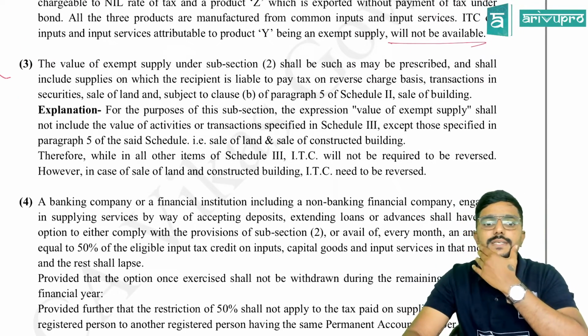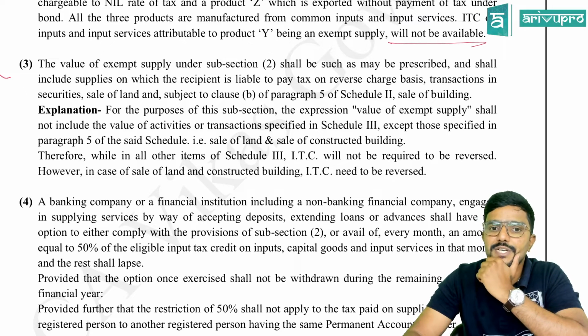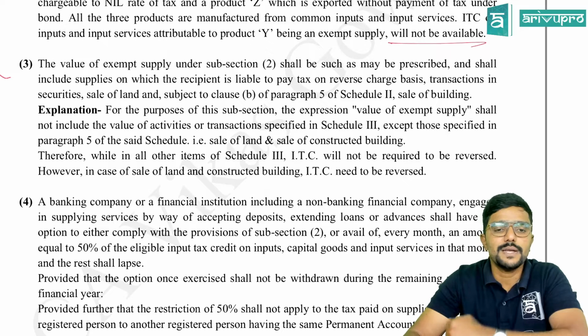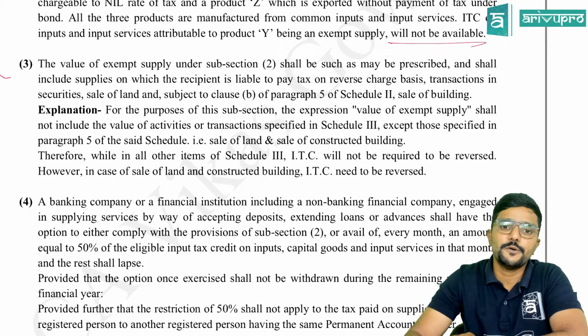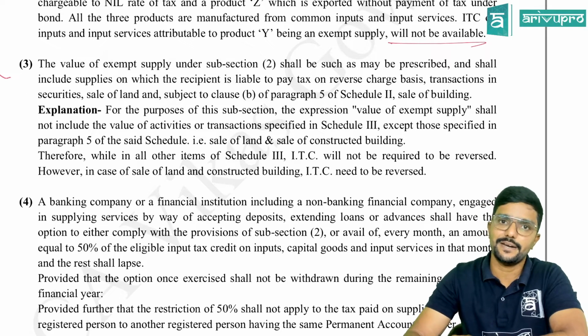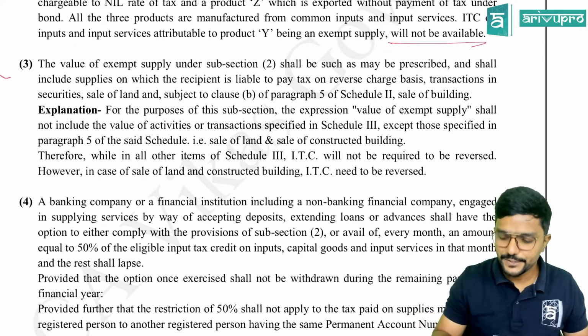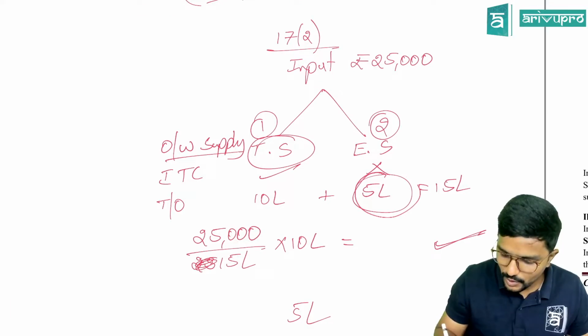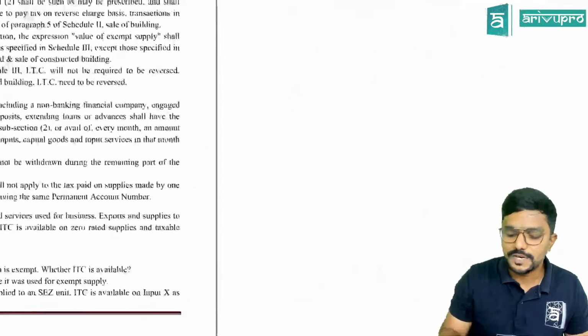The value of exempt supply under subsection 2 shall be such as may be prescribed and shall include supplies on which recipient is liable to pay tax on reverse charge basis, transaction in securities, sale of land, and subject to clause B, paragraph 5 of schedule 2, sale of building, which is nothing but constructed building. Now, what are they trying to tell? So here we calculated exempt turnover, no? So how to calculate it? What it includes, they are trying to tell.